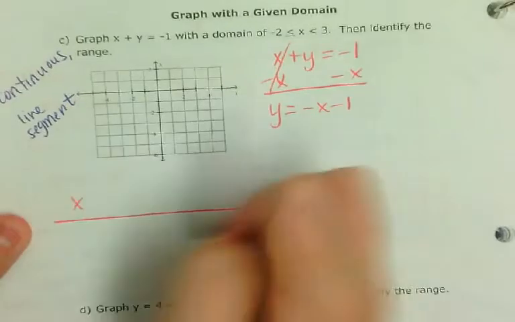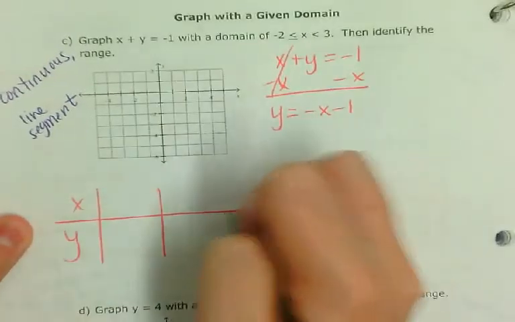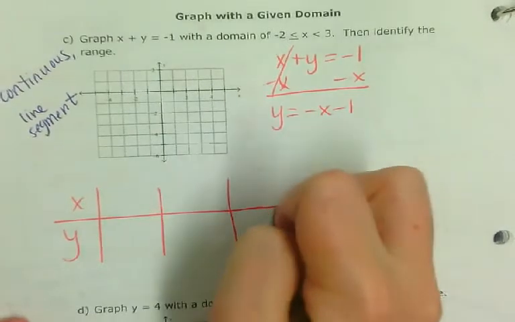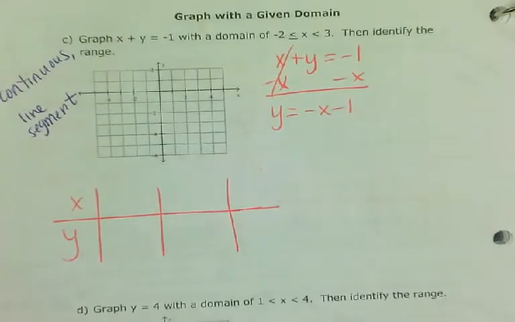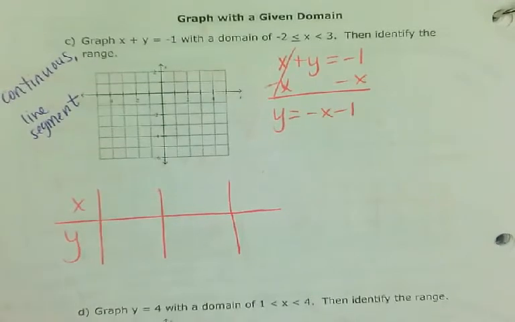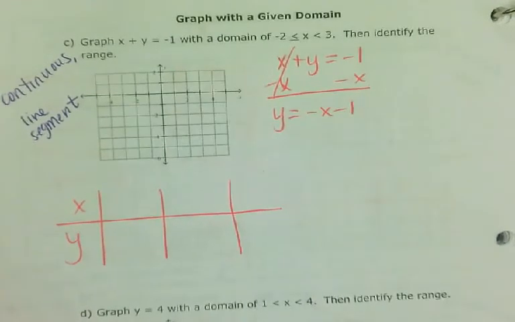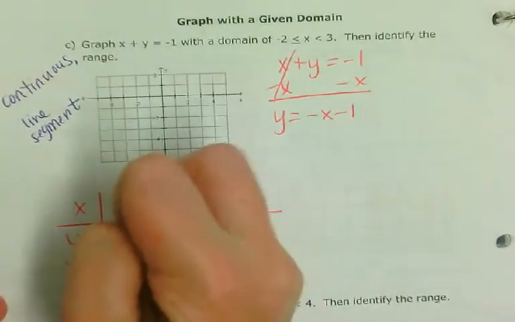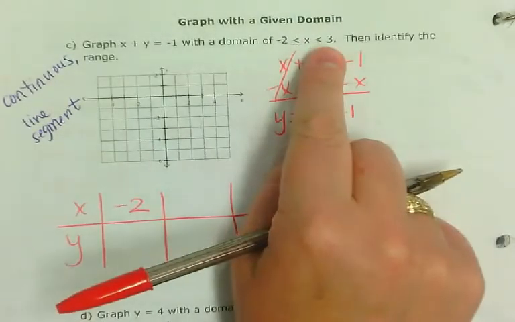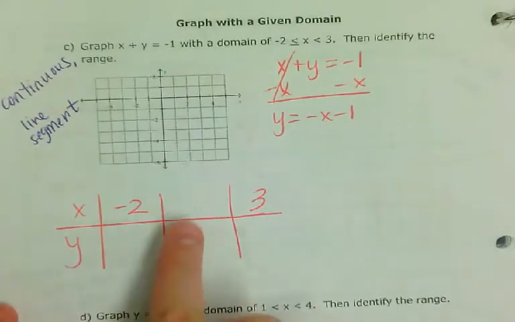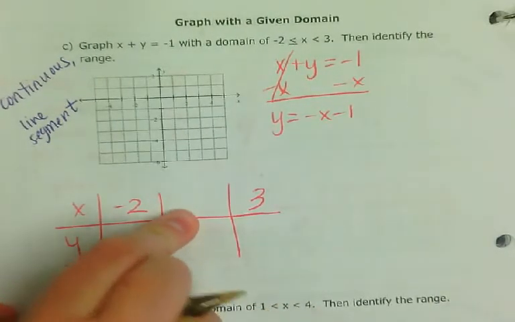Okay, so we're going to make a table. And again, 3 pieces of data is kind of our rule of thumb here. Rule of thumb, yes. It's just kind of like that's what you do. Now, go back to that original statement. If it is in the domain, it has to be in the table. So what is the first value in my domain? -2. And what is the last value in my domain? 3. But I need 3 data pieces. So I have to pick something in the middle. Does it matter what I pick?